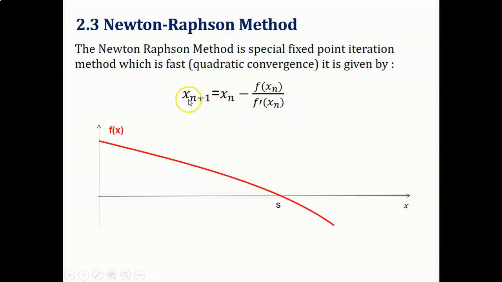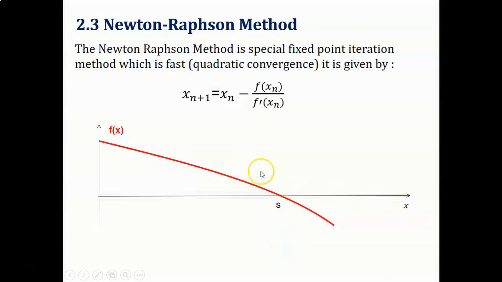basically the solution at step n+1 is constructed as xn, where xn is the solution at step n, minus f of xn over f prime of xn. So it's a fixed point iteration method with g of x being equal to x minus f of x over f prime of x.